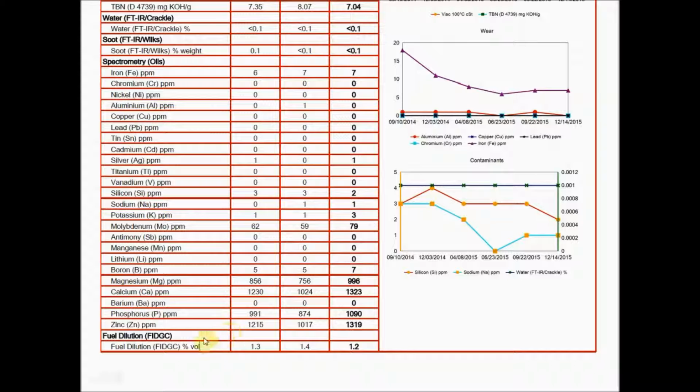Last is fuel dilution. I have mentioned that fuel dilution can cause a drop in viscosity, but it should also be viewed as a contaminant as it is a poor lubricant. Dilution will typically be flagged around 2%, and anything over 5% is a major concern. Causes can include leaking fuel injectors, piston ring blow-by, or excessive idle time.